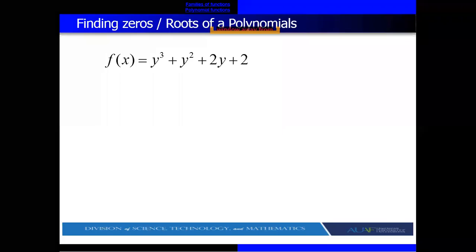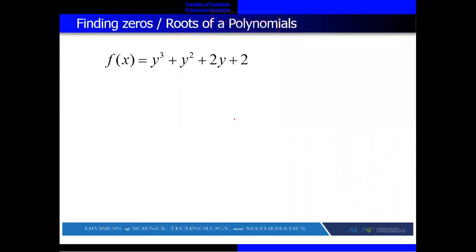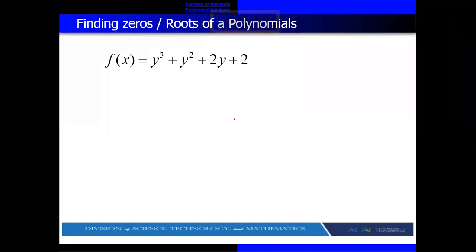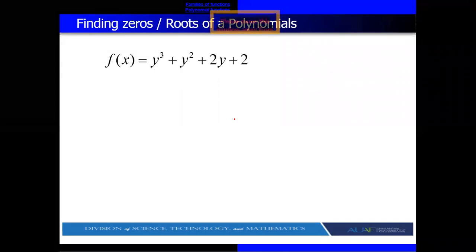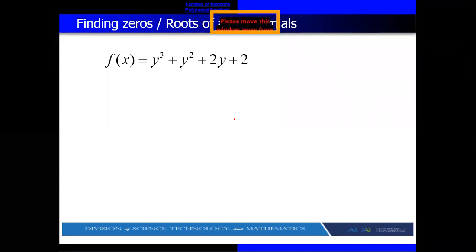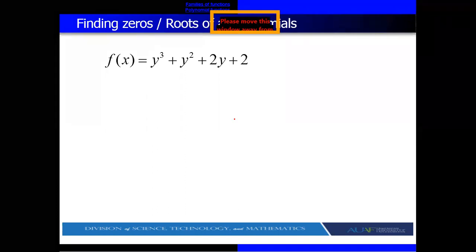Review from the previous lecture: we discussed the polynomial function, how to find the zeros of a polynomial function, how we can draw the graph of a polynomial function, and its domain and range. So let's review two or three examples of finding roots or zeros of a polynomial function, or you can say factors of a polynomial function. There are many methods.